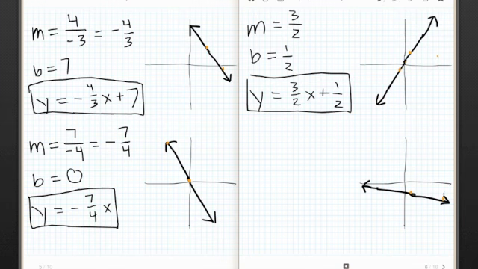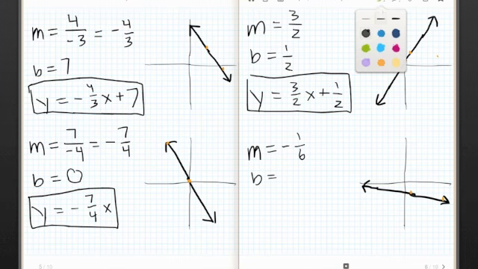So y changes by 1, x changes by -6. 1 over -6 is -1/6. So that's our slope. Y-intercept. Okay. Now how do you do y-intercept for this one? Once again, we can see it's going to be a fraction. Well, let's just look at another point right there.